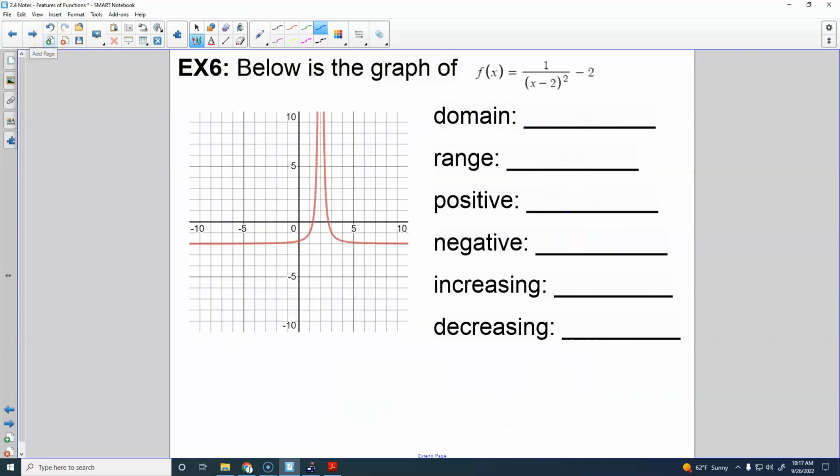All right, let's look at this one. This is a strange function. It's rational, but it's got that square there in the bottom. So if I were going to do domain for this one, I only have one issue, and that is right here. I've got this vertical asymptote. Everywhere else this function is defined. So my domain would be negative infinity to 2. I would use a parentheses because I do not want to include 2. And then 2 to infinity.